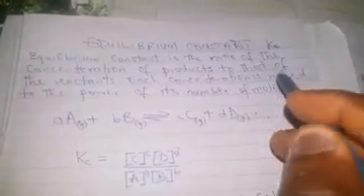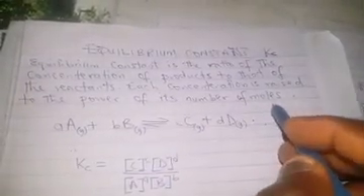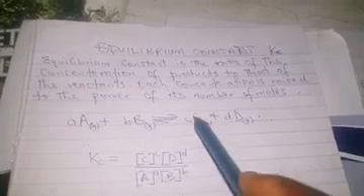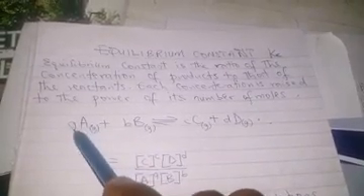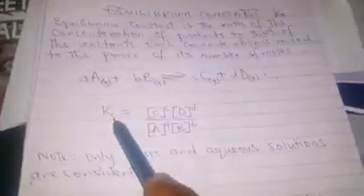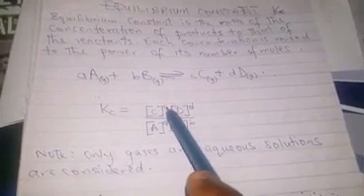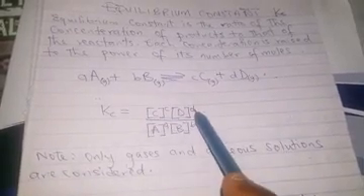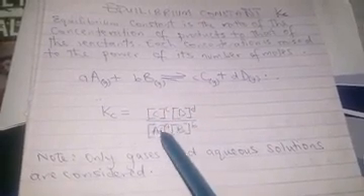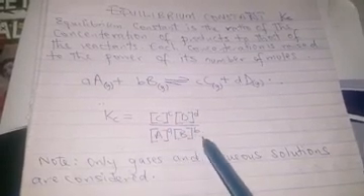Now the equilibrium constant Kc is the ratio of the concentration of products to that of reactants. Each concentration is raised to the power of its number of moles. Now let's look at this. This is a reaction between A and B giving us C and D. The number of moles of A is a, that of B is b, C is c, D is d. Now the equilibrium constant based on the definition is equal to the concentration of C raised to the power c, times the concentration of D raised to the power d, all over the concentration of A raised to the power a times the concentration of B raised to the power b. That's the products all over the reactants.